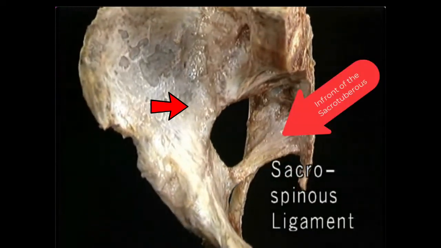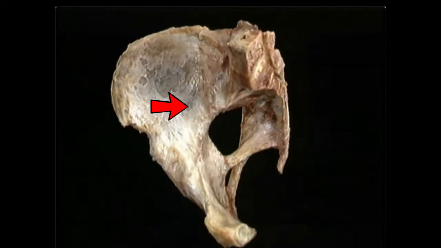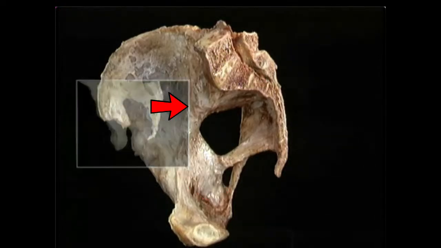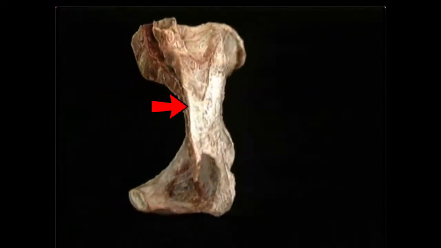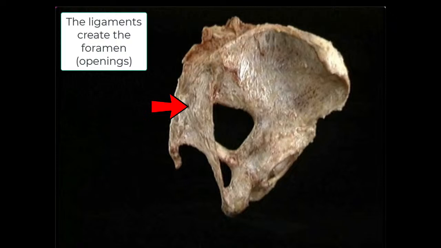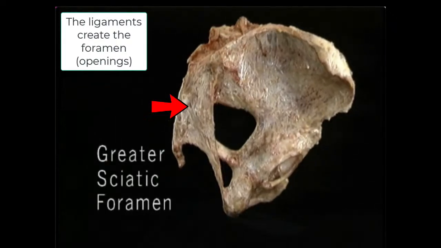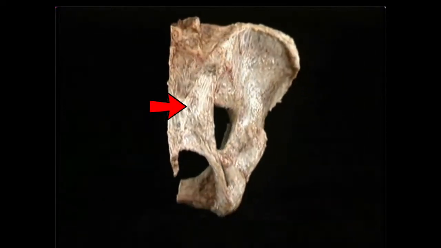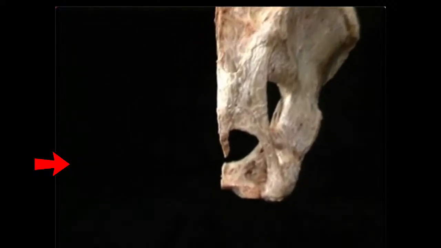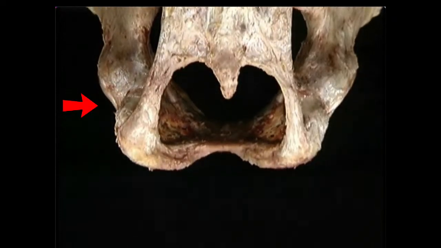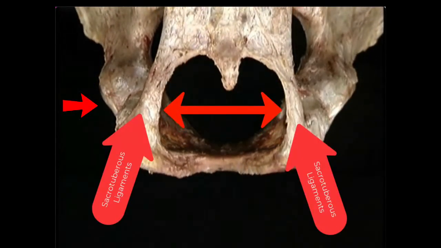So the ligaments there are kind of like a supportive mechanism for when the muscles are layered on. So that, yeah, there's your sacrospinous attachments. There you go. And like I said before, the ligaments create the foramen, which are the openings. So that's the greater sciatic and then the lesser sciatic just there. Just move the arrow out of the way. Okay, so now we're joining the two together. So this is the opening at the pelvic floor.